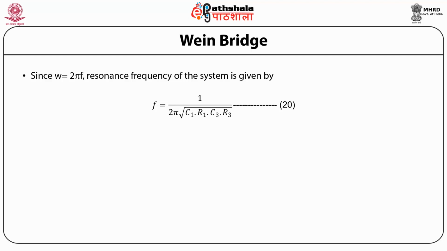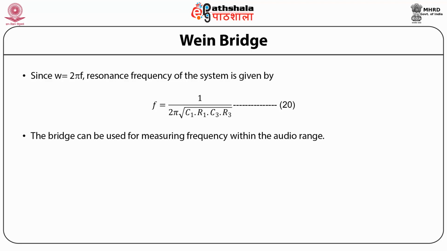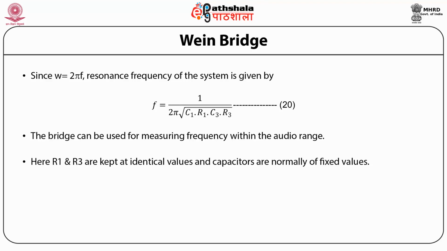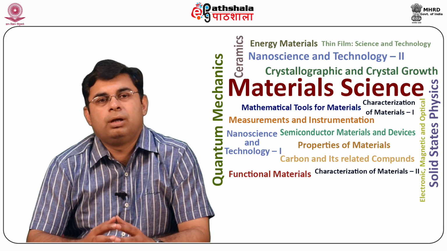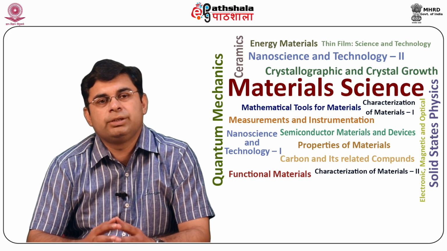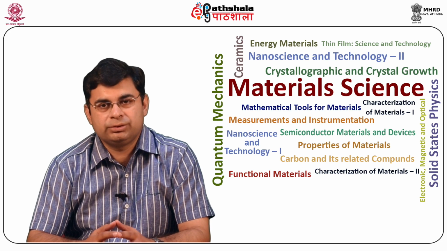This is equation 20. The bridge can be used for measuring frequency within the audio range. Here R1 and R3 are kept identical and the capacitors are normally of fixed values. Another type of AC bridge is the Wien bridge. It is a variant of the capacitance comparison bridge which has 4 resistors and 2 capacitors.